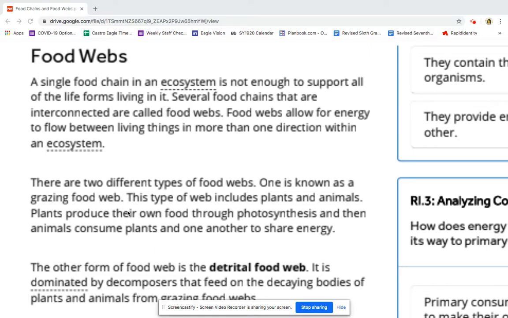One is known as a grazing food web. This type of web includes plants and animals. Plants produce their own food through photosynthesis, and then animals consume plants and one another to share energy. The other form of food web is a detrital food web. It is dominated by decomposers that feed on the decaying bodies of plants and animals from grazing food webs.